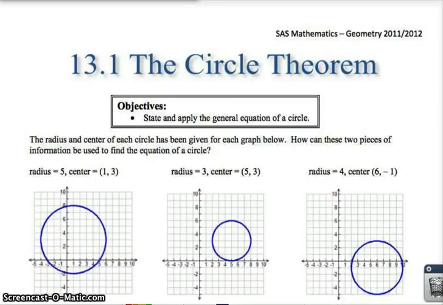One more lesson until spring break. Woohoo! Okay, so the lesson is on the circle theorem.